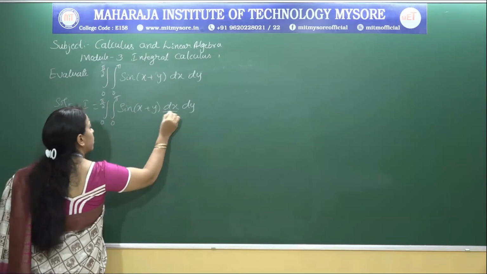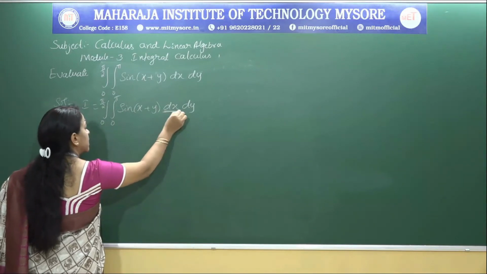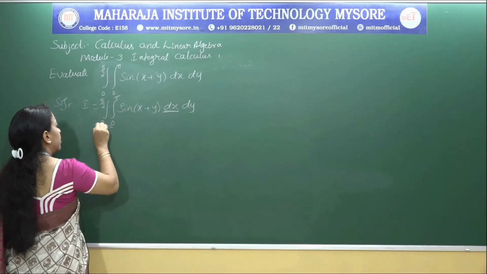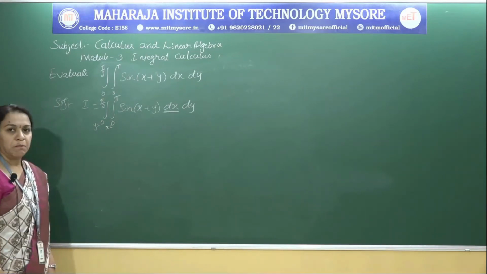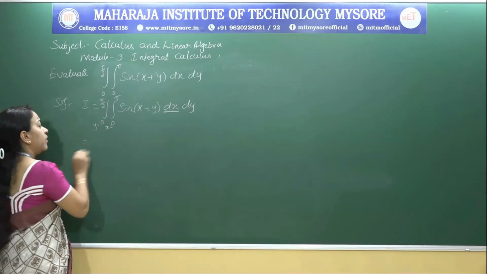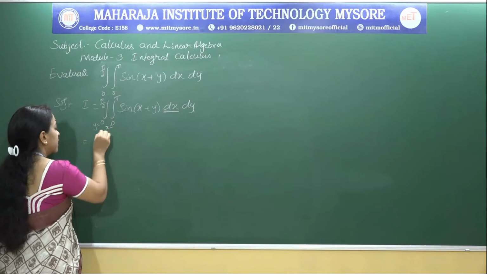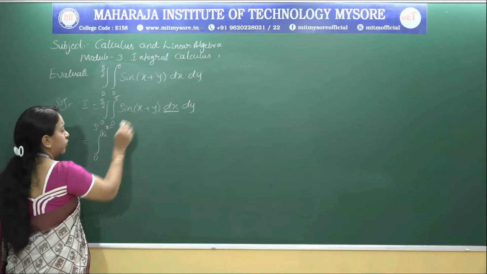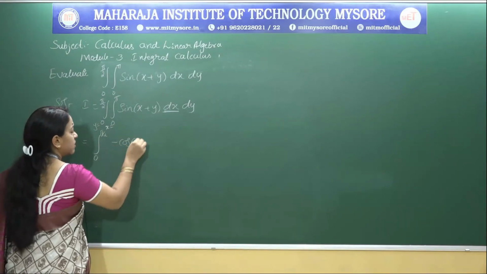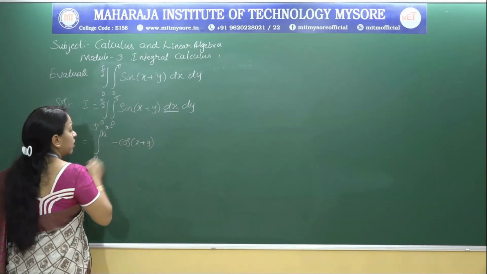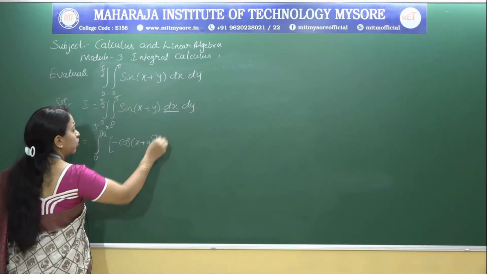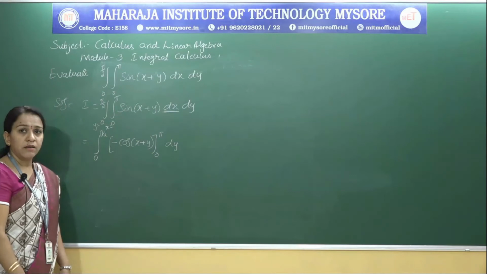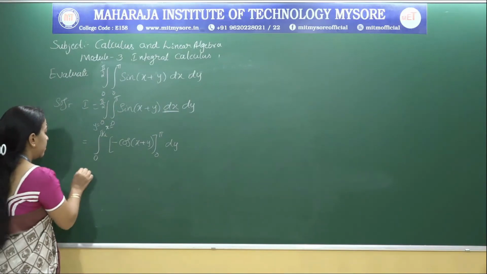As I told you in the previous problem, if I have dx here, then this will be our x limit, then dy, so the outer limit will be the y limit. Now, integrate with respect to x from 0 to pi by 2. First integral: the integral of sine is minus cos of (x plus y), between the limits 0 to pi, dy. Y is constant, we consider y as constant, right.